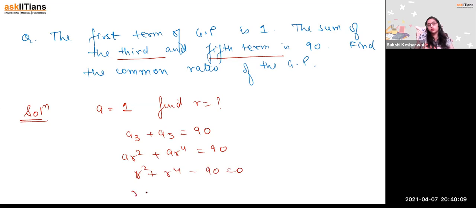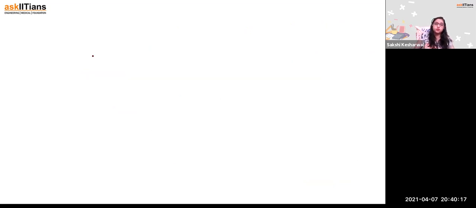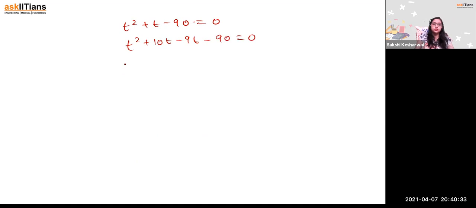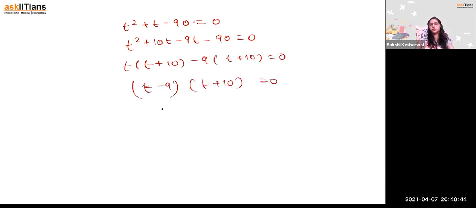Now can you see that this is a quadratic form, R to the power 4 plus R square minus 90 is equals to 0. So this looks like a quadratic. If you take R square is equals to T, this becomes T square plus T minus 90 is equals to 0. Now factorize 90, that is 10 into 9, right? So T square plus 10T minus 9T minus 90 is equals to 0. So it is T plus 10 into T minus 9 is equals to 0. So you get T minus 9 and T plus 10, right? Now you get T is equals to 9, or T is equals to minus 10.